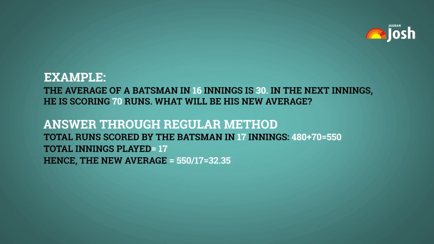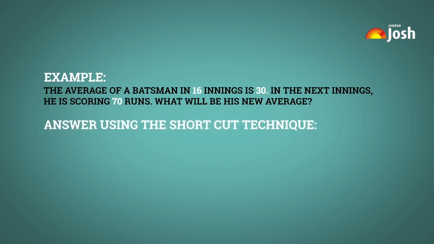Hence, the new average would be the total runs scored by the batsman divided by the total innings played, which is equal to 550 divided by 17, and the final answer would be 32.35. Now let's try and find out this answer using the shortcut technique.